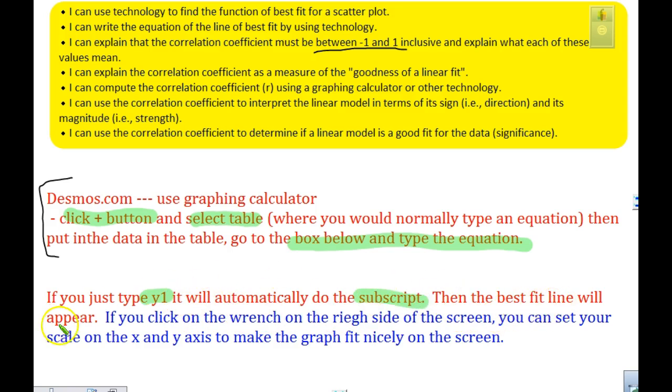It says the line of best fit will appear. We're going to use the wrench. Obviously, I was not typing this very well. That should have been the right side of the screen. To set the scale. And we're going to talk about that so that your graph fits nicely on the screen. Okay? So, key thing is the plus button, table, then we're going to put in the equation down below.